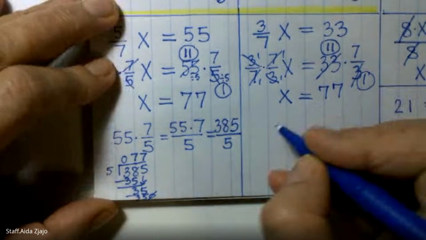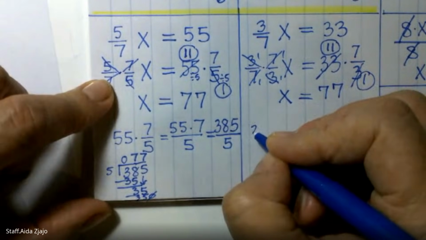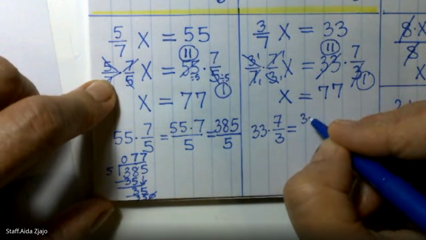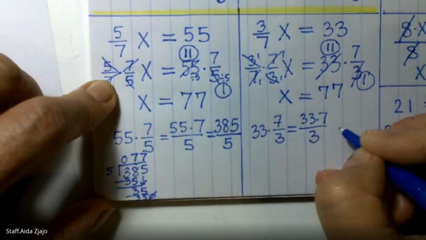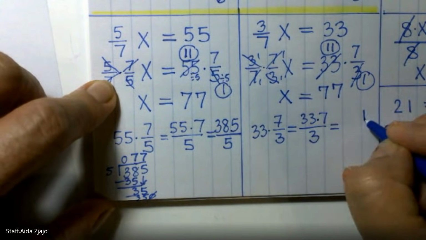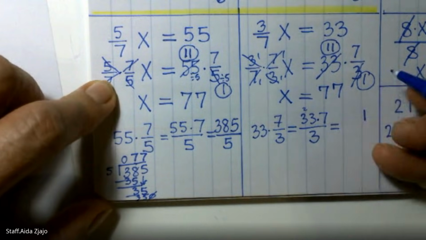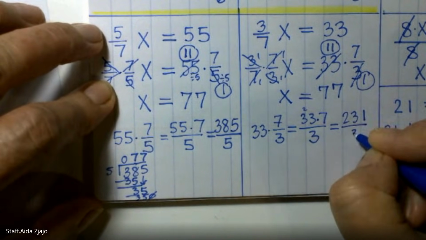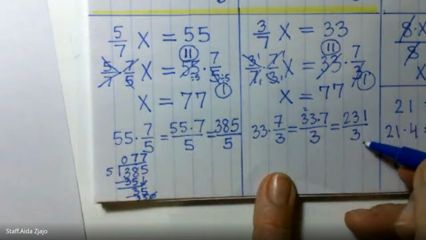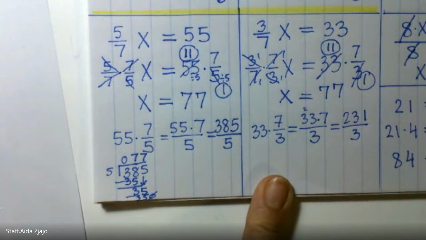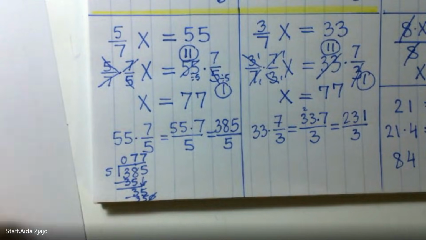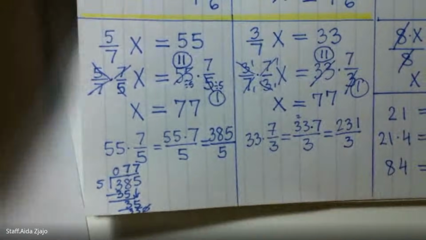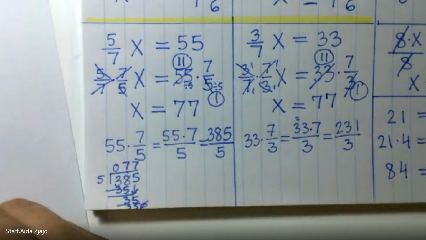For example, if I needed to do 33 times 7/3, that is the same as 33 times 7 divided by 3. 3 times 7 is 21. Remember 2. 3 times 7 is 21 plus 2 is 23. Divide by 3. And then 231 divided by 3 is 77. That's the shortest way I was able to explain this to you. All right, that would be this one.